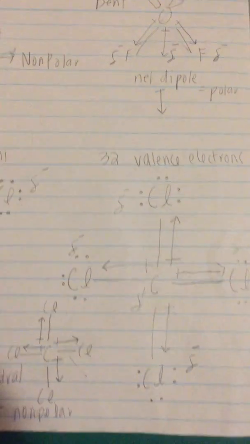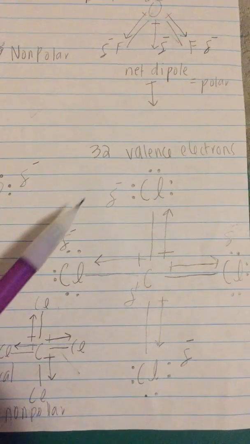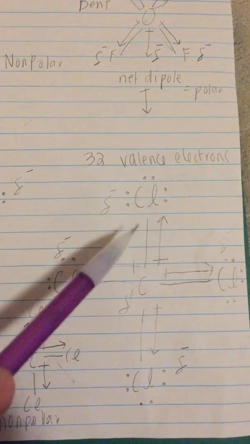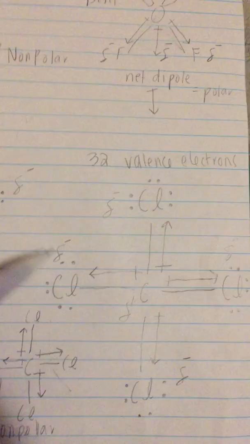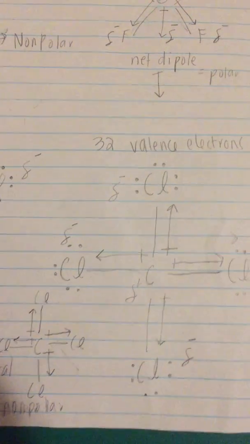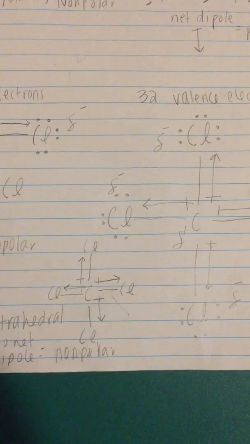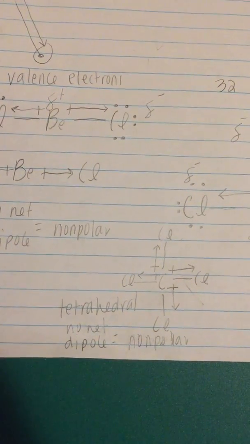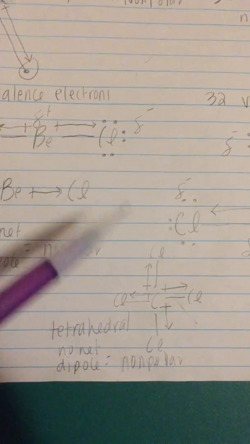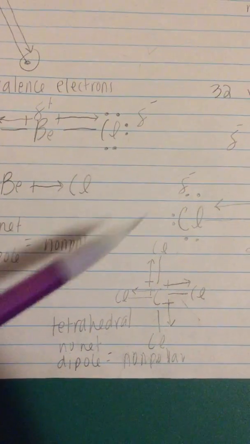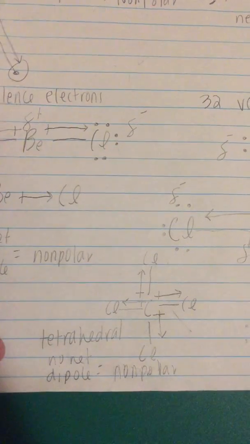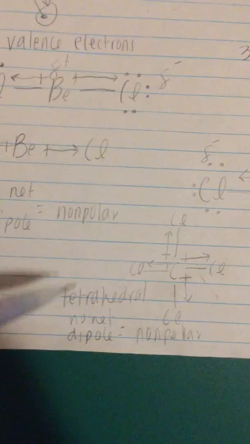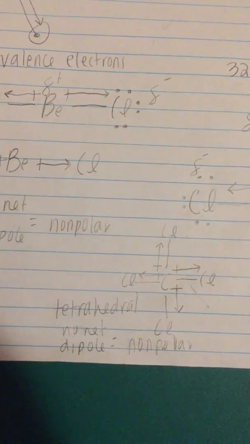The next molecule we have is CCl4. There's 32 valence electrons, 8 connecting each C and Cl. Cl is more electronegative than C, so each Cl is going to have a partial negative charge, and the C will have the partial positive charge. The next step is to draw the molecular geometry, which would be tetrahedral. In this tetrahedral, all of the bonds are the same, and the molecular dipoles will be negative Cl and positive C. Because all bonds are the same, there's no net dipole, and this molecule is nonpolar.